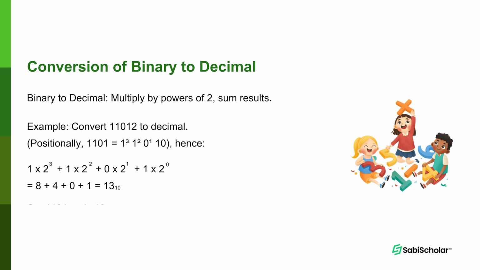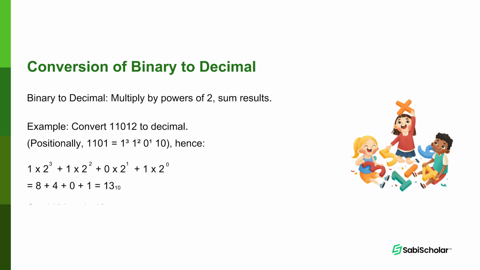Then plus 1 times 2 to power 2. 2 to power 2 is 2 times 2, which is 4. 1 times 4 is 4. Then plus 0 times 2 to power 1. Since I have 0 here, anything multiplied by 0 is just 0. Then plus 1 times 2 to power 0. 2 to power 0 is 1. Like I said earlier, any number to power 0 is 1. So 2 to power 0 is 1.